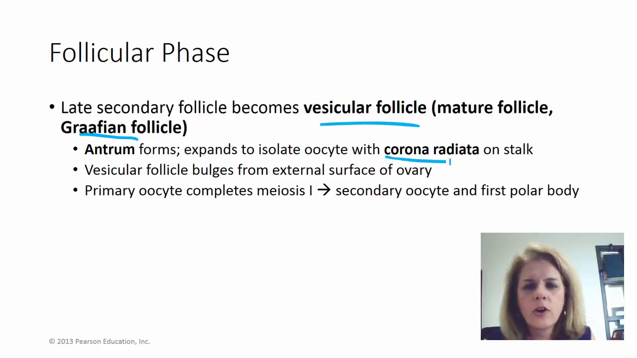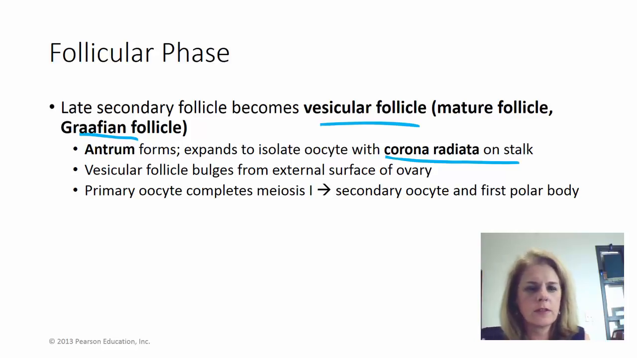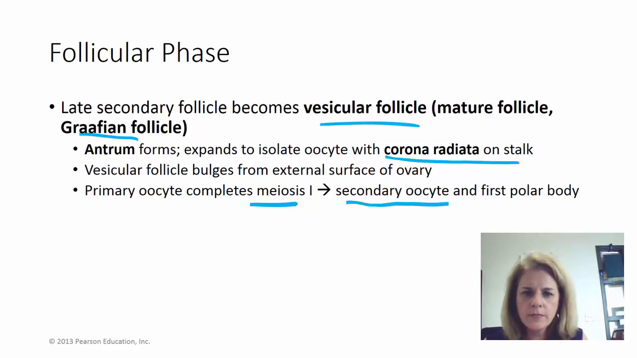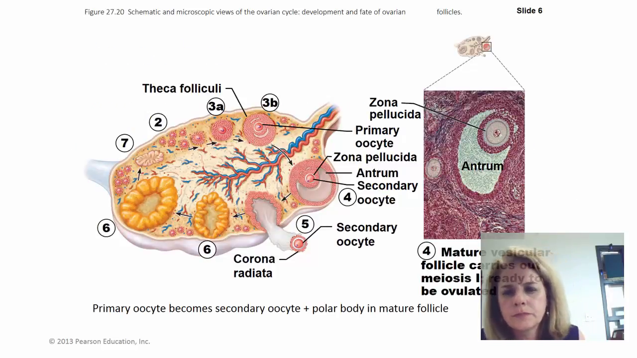It's going to have a crown around it. And this is when the primary oocyte completes meiosis 2, and now it's a secondary oocyte. So you've completed meiosis 1, and you've got a secondary oocyte. So this is what this looks like.